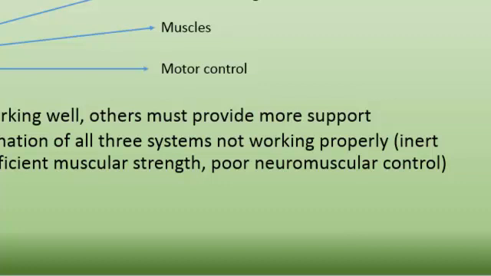When you have spinal instability, there has to be a combination where all three systems are not working properly. So you can have inert tissue damage that's led to hypermobility in the spine. You can have insufficient muscular strength so that you cannot control the movement, or have poor neuromuscular control or poor understanding of what is needed to control that movement.